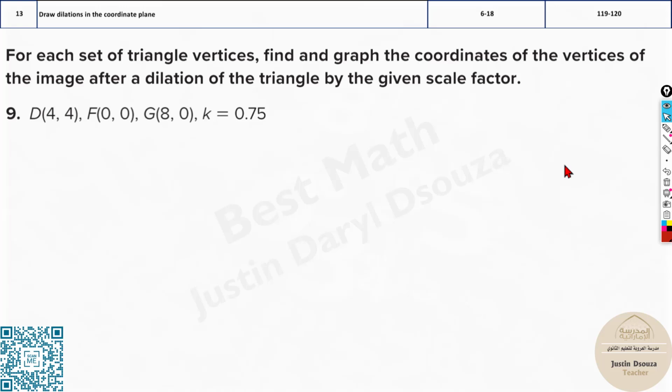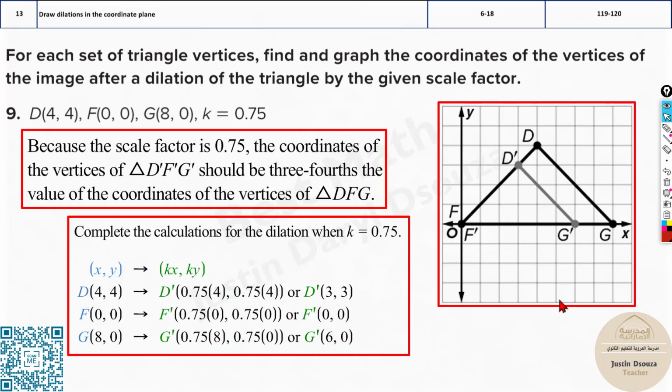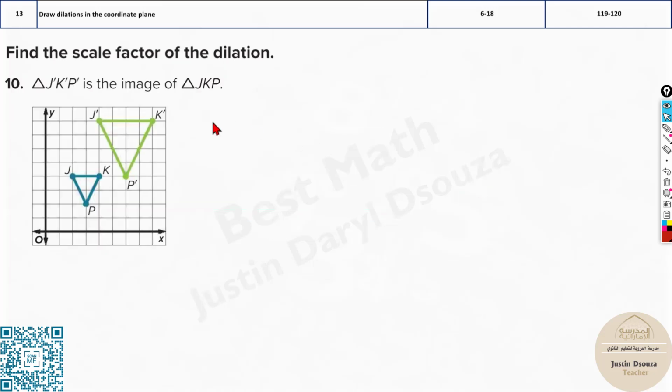And same goes over here. Very simple problems. Now there's one more thing. Here you can see when the scale factor is less than 1, it becomes a reduction, a smaller image. Whereas if it's more than 1, it becomes an expansion, an enlargement. It becomes bigger. Now here they have given us triangle J prime K prime P prime.